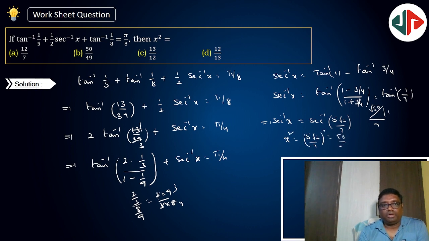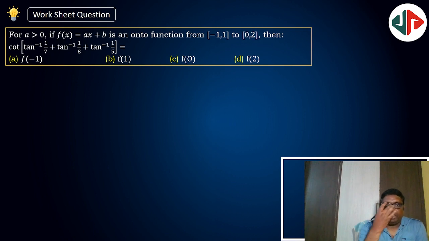so 50 by 49. If a is greater than 0, if f of x is equal to ax plus b is an onto function from minus 1 comma 1 to 0 comma 2. Now your question is given cot of tan inverse of x. We can simplify that question.